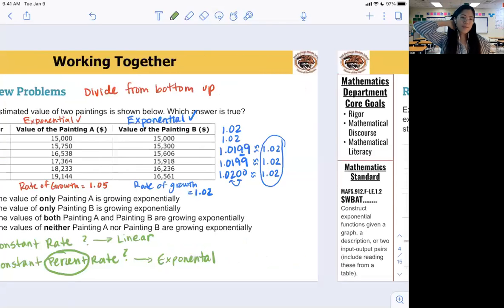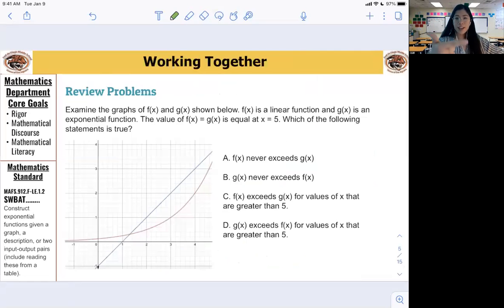All right, so we've done a word problem, we've done a table, now let's look at a graph. Can I get a volunteer to read what we're doing in this one? Who can read? Allison, go ahead.